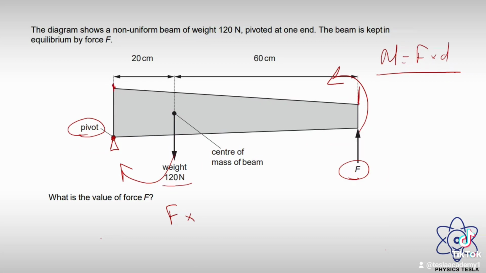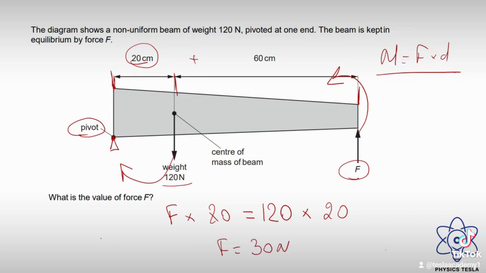So 20 plus 60, the whole distance is 80. It must be equal to the second force, 120 multiplied by the distance, which here is from our force until the pivot, just 20. Okay, now the force is equal to 30 Newton.